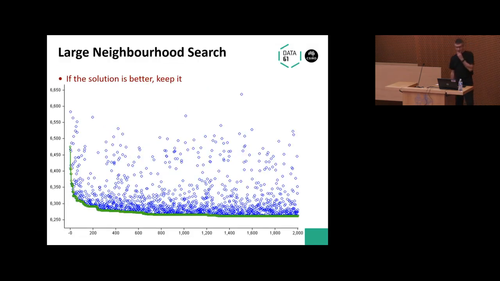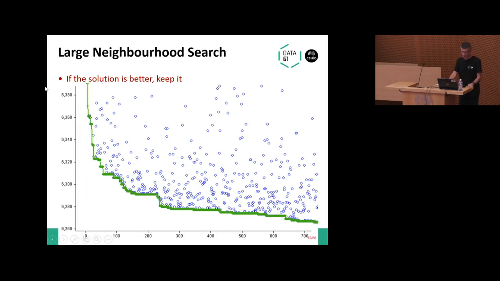So LNS is great. If you find a better solution, keep it as the best solution, and this is a graph of that happening. I can zoom in a bit, so you can see each of these blue dots is one of the test solutions that we've generated. We start off with a pretty horrible solution, and this is really typical. You get a really quick decline until you're in this region, and then we just keep finding better and better solutions as we go along.